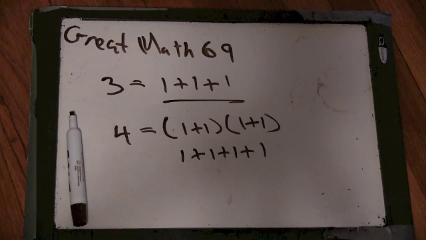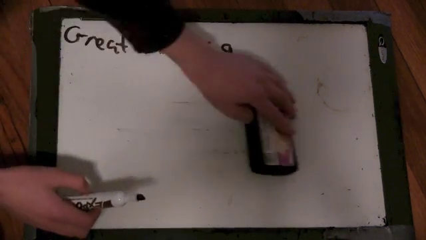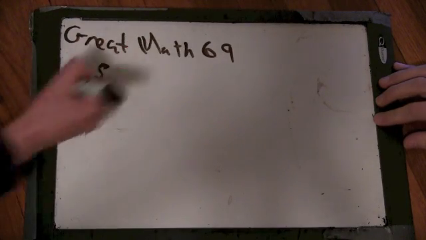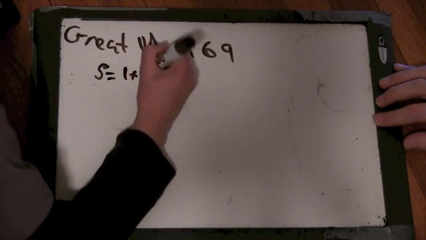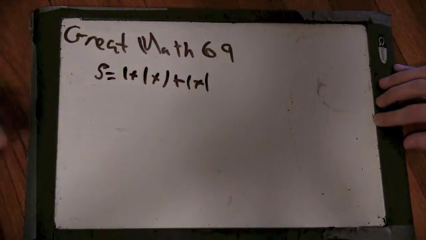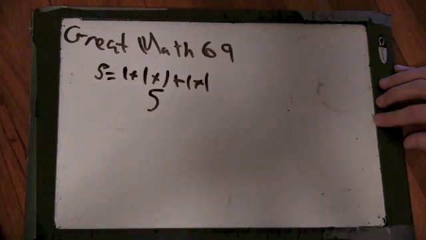Try 5. Well, let's see. Well, 5, you can't use multiplication because 5 is prime. So it has to be 1 plus 1 plus 1 plus 1 plus 1. That's an interesting observation. So 5. Okay. Try 6.